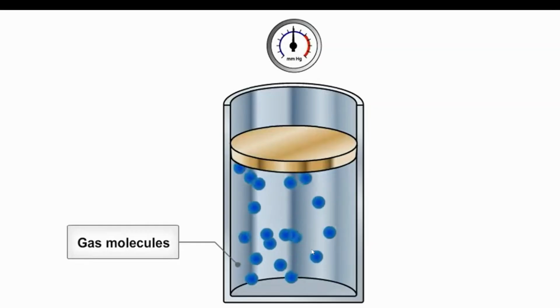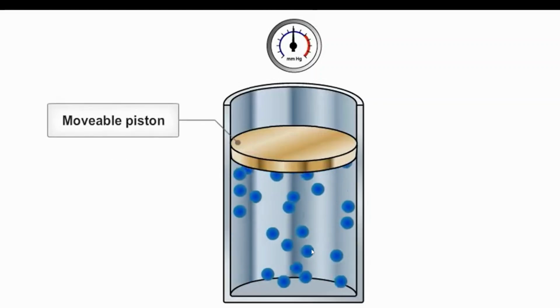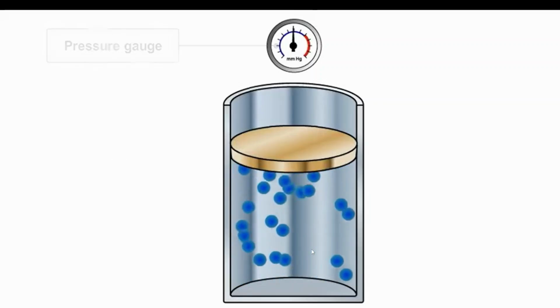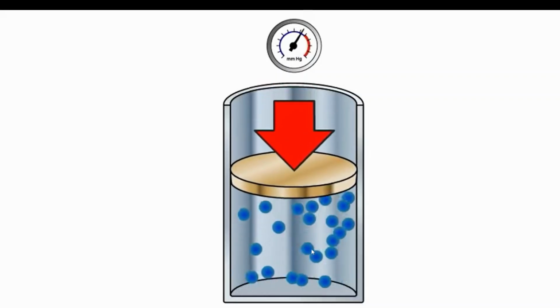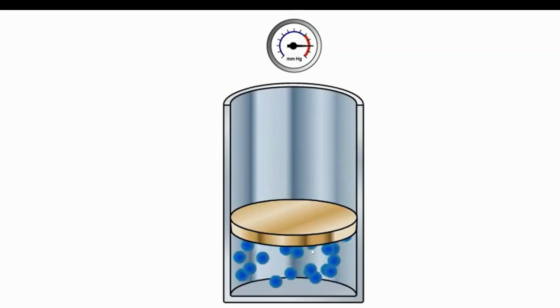Imagine a gas, shown here as blue molecules, inside a cylinder with a movable piston and a pressure gauge. If the piston is pushed down, the available space inside the cylinder is reduced, which compresses the gas. This means that the same number of gas molecules have less space to move around in, with the effect that they strike the walls of the cylinder with more frequency. If you observe the pressure gauge, you'll see that the pressure doubles as the volume is reduced to half.